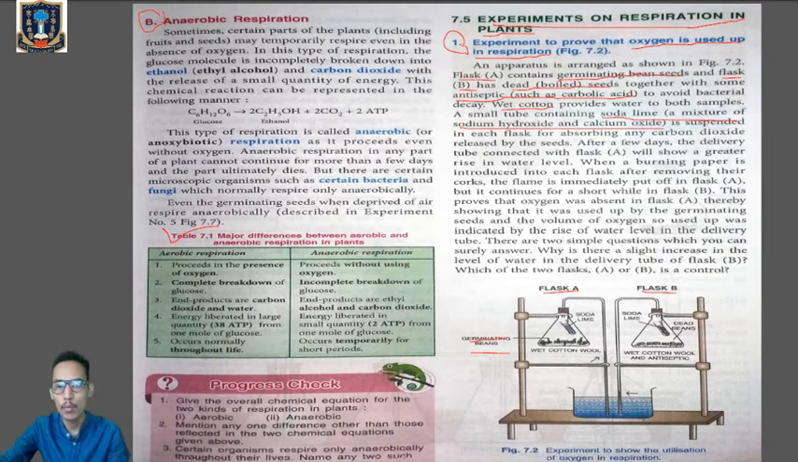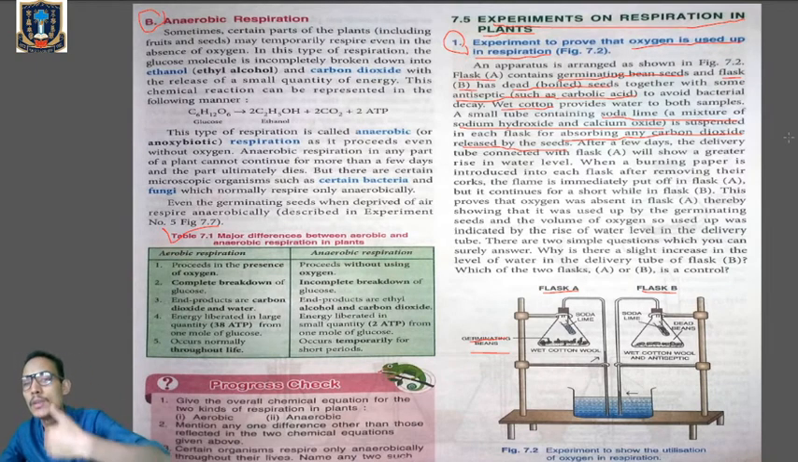Next, soda lime. Why are we using soda lime? The function of soda lime is to absorb any carbon dioxide released by the seeds. So soda lime will absorb the carbon dioxide released by the seeds. Now let's go to the procedure so that it will be easier for us to learn their particular functions.